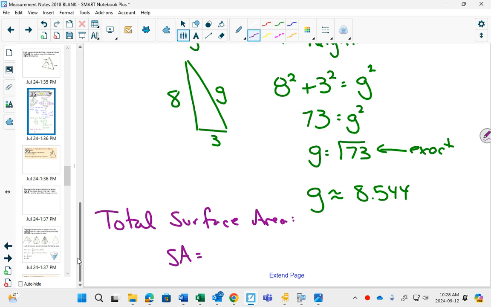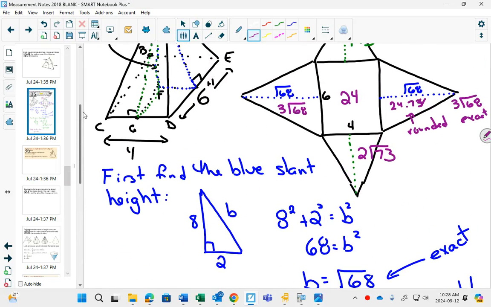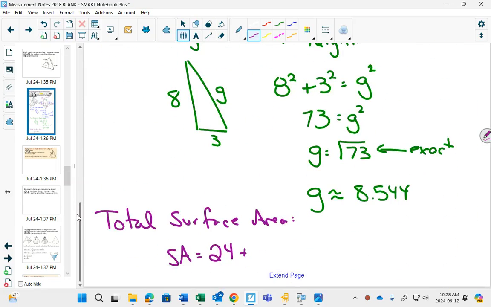So our surface area will equal 24 plus, I'm going to take a look at my numbers. I'm going to write it exact first. We have 3 root 68 and 2 root 73. 3 root 68 plus another 3 root 68s on the other side, plus 2 root 73s for the one, plus another 2 root 73s for the other one.